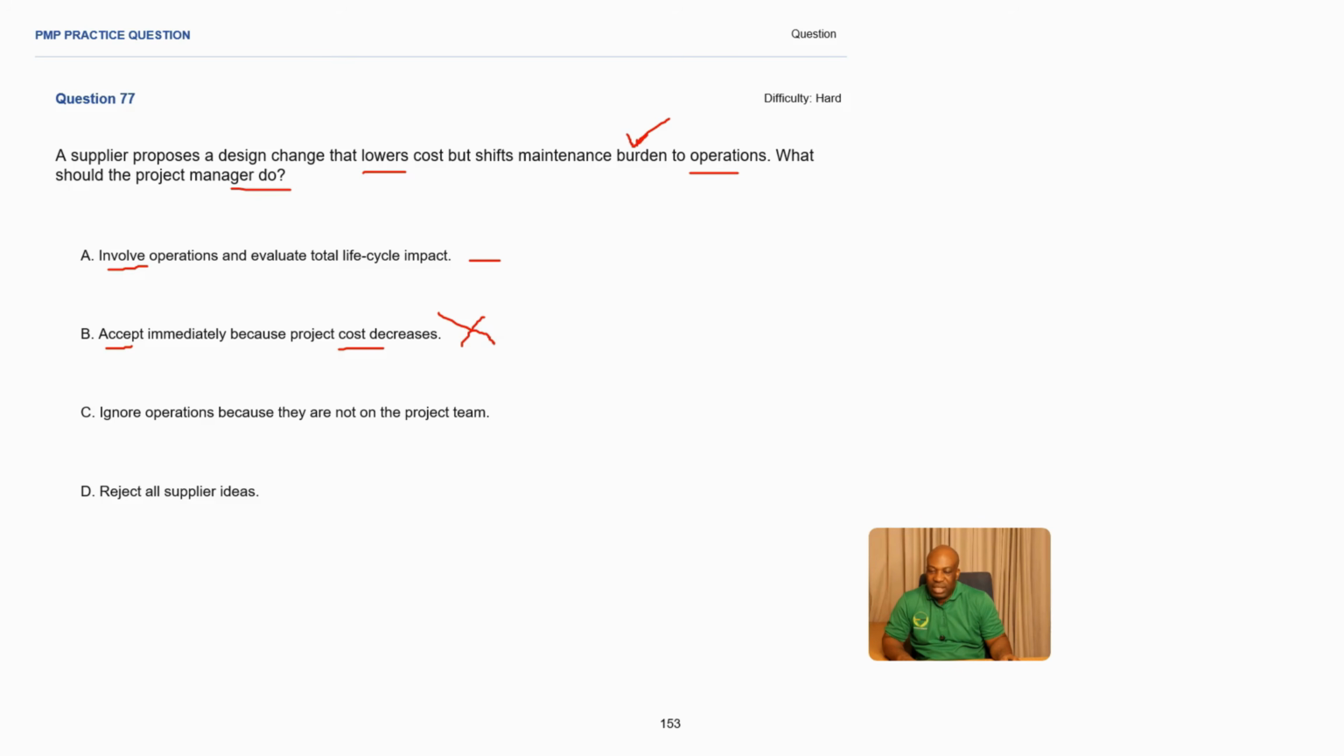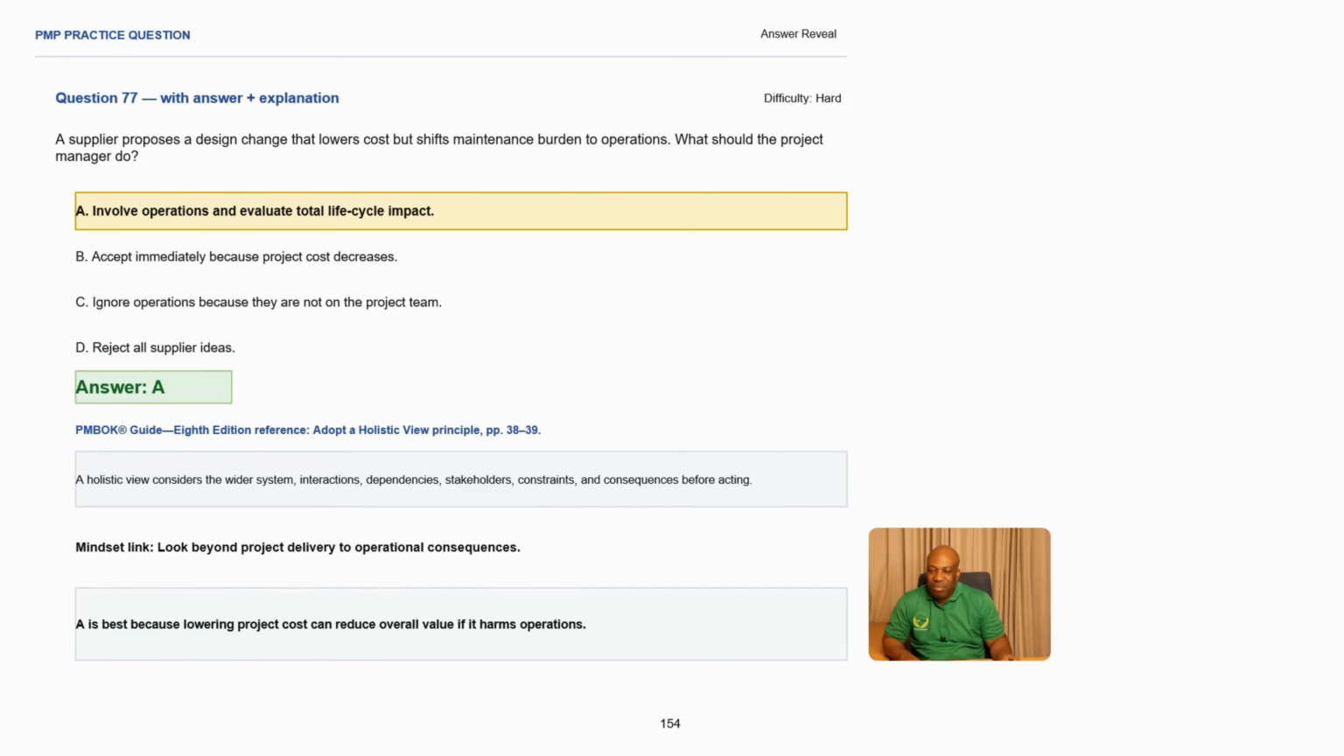Making this incorrect answer. Ignore operations because they are not on the project team. You don't ignore stakeholders. You engage them. You sit with them. You understand them. You try to see how you are going to work with them throughout the project. So this cannot be the answer in this scenario, okay? Reject all supplier ideas. You don't just reject. You need to analyze, understand, and also appreciate where the other stakeholders are coming from, all right? Making A the best answer in this scenario.